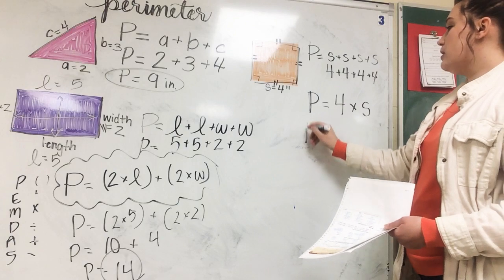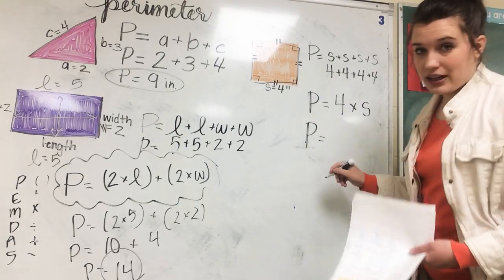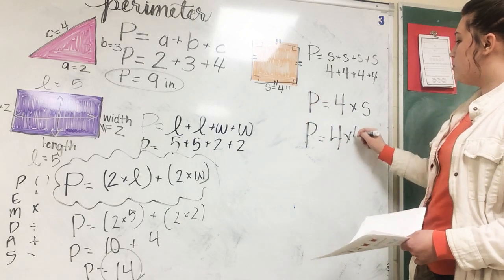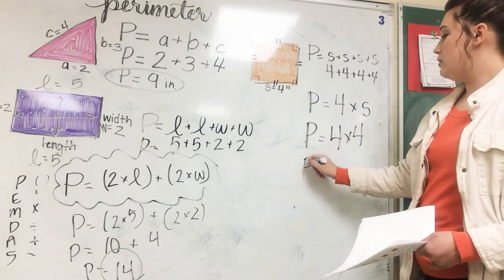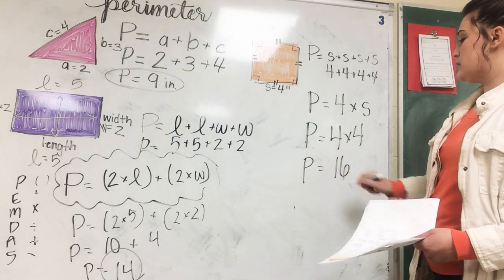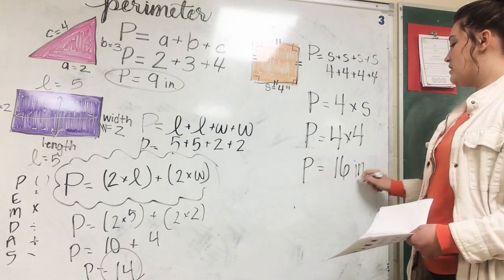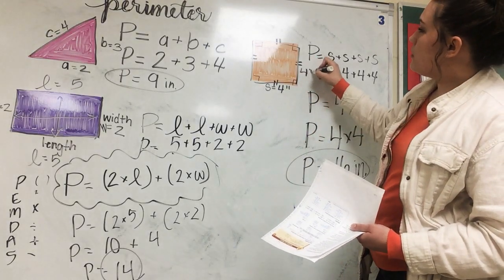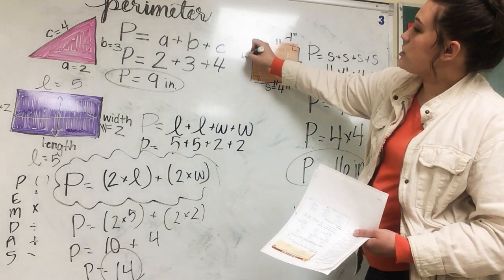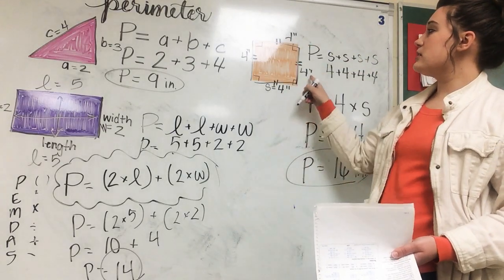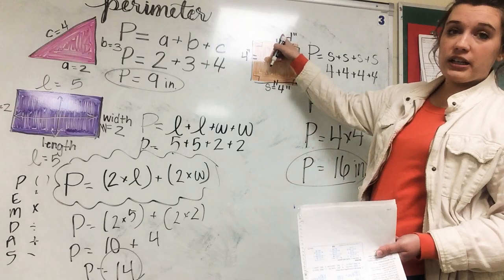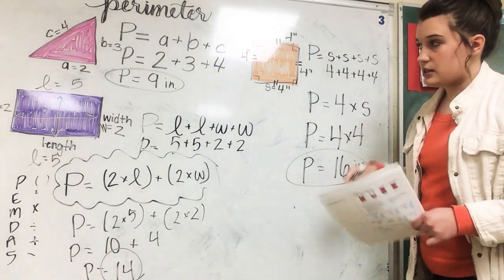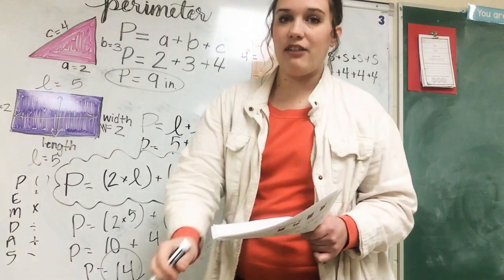So our perimeter, using this formula, which is my favorite because it's the fastest and easiest, is 4 times the length of our side, which is 4. 4 times 4 equals 16. Now, let's just double check to make sure. If each side of our square is 4 inches, then we have 4 plus 4 is 8, plus 4 is 12, plus 4 is 16. Or we can just do 4 times 4 equals 16. Okay, so that's the basics of perimeter.